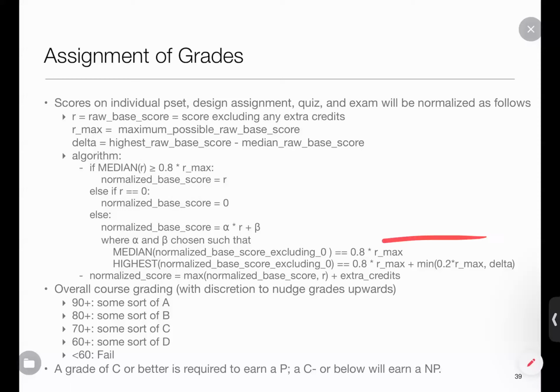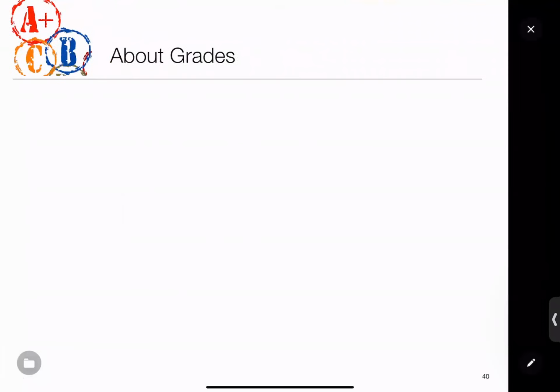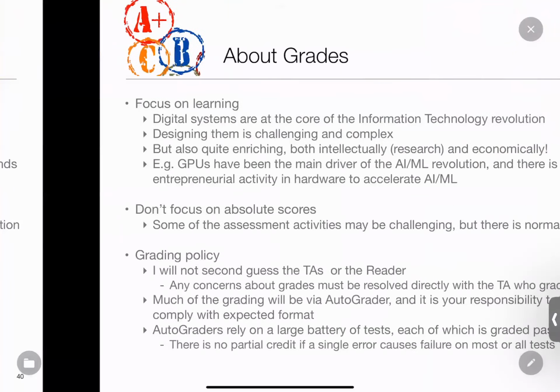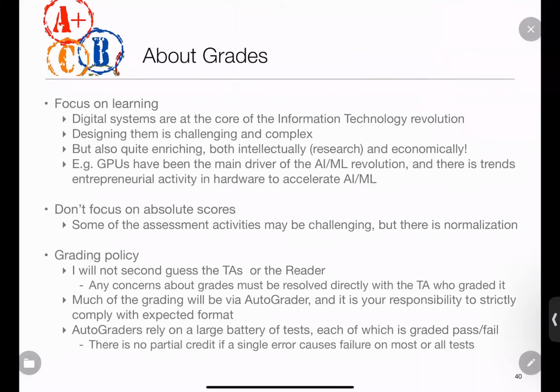Okay, let's see. So I guess this is just a pep talk. I would really say that, look, keep the focus on the learning part. I think every professor says that. I know it's hard as a student.